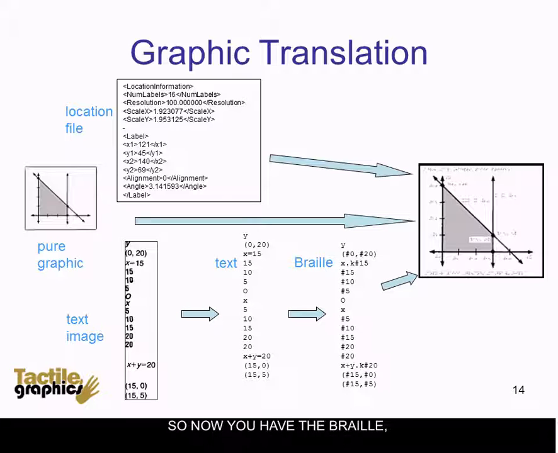So now you have the Braille, you have the original graphic without any text in it, and you have the location. And then you merge those three together into one element. Luckily, there's software that already exists to do that merging step. Adobe Illustrator allows you to write scripts for the merging step at the end. We didn't have to write any software for that. So the only software we wrote was to remove the text and figure out where that text belongs in the image that we're going to produce.